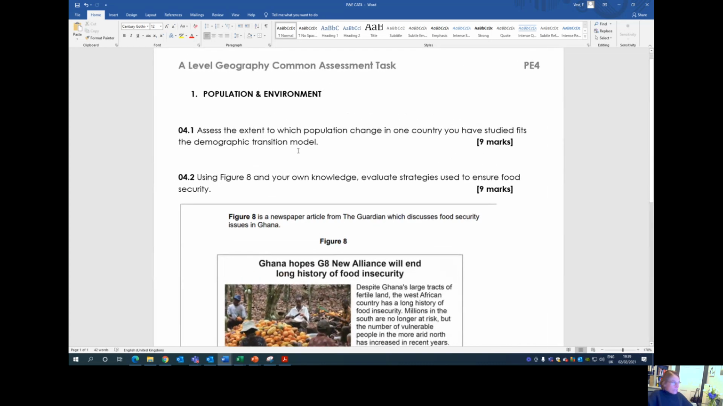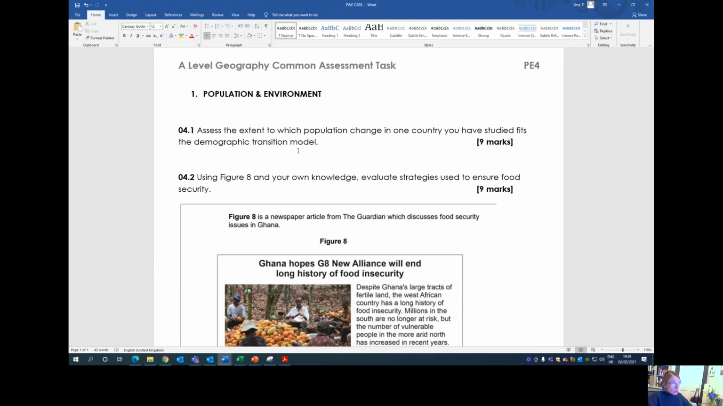Okay, so the first question is an "assess the extent to which" question. They're going to be asking you to say how much you think that something has or hasn't happened. Has it completely happened exactly as you thought it was going to? Has it happened more or less, but there are some differences and they'll be because of this? Or has it not happened like that at all?